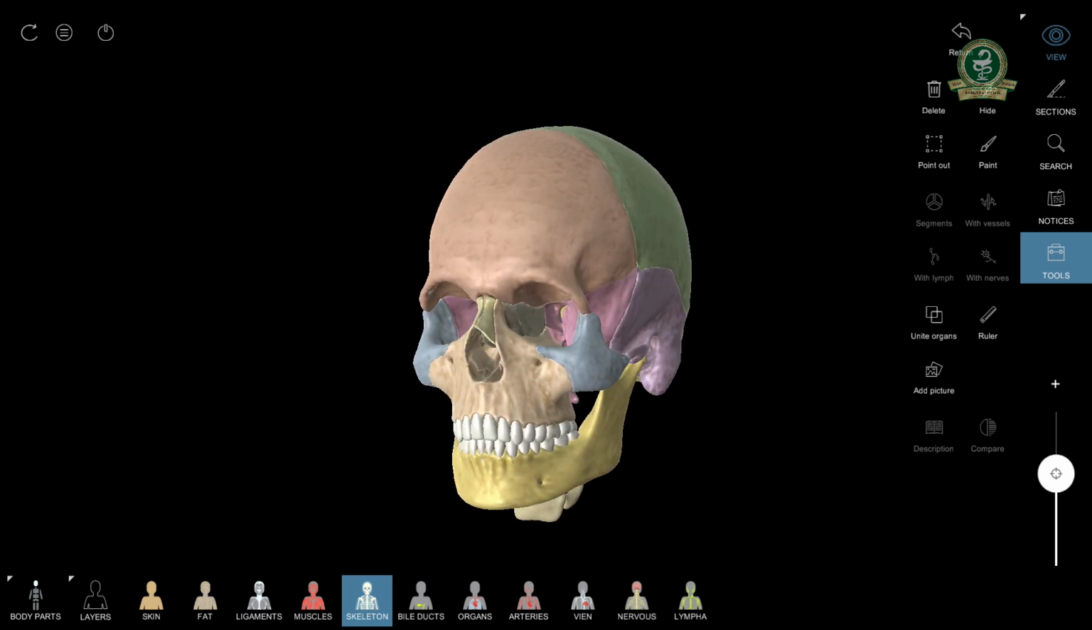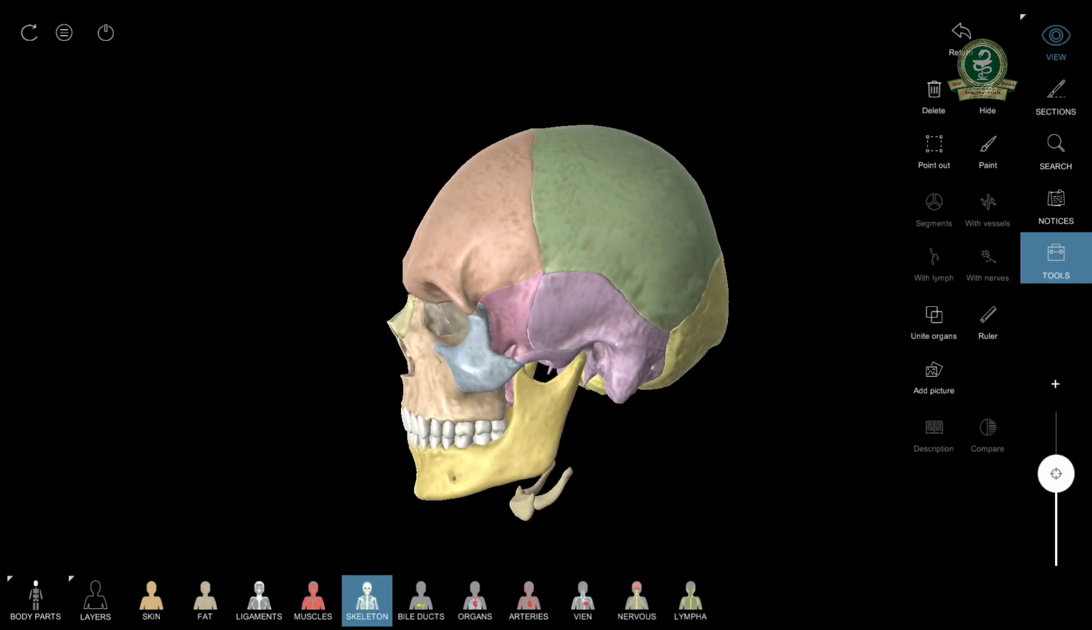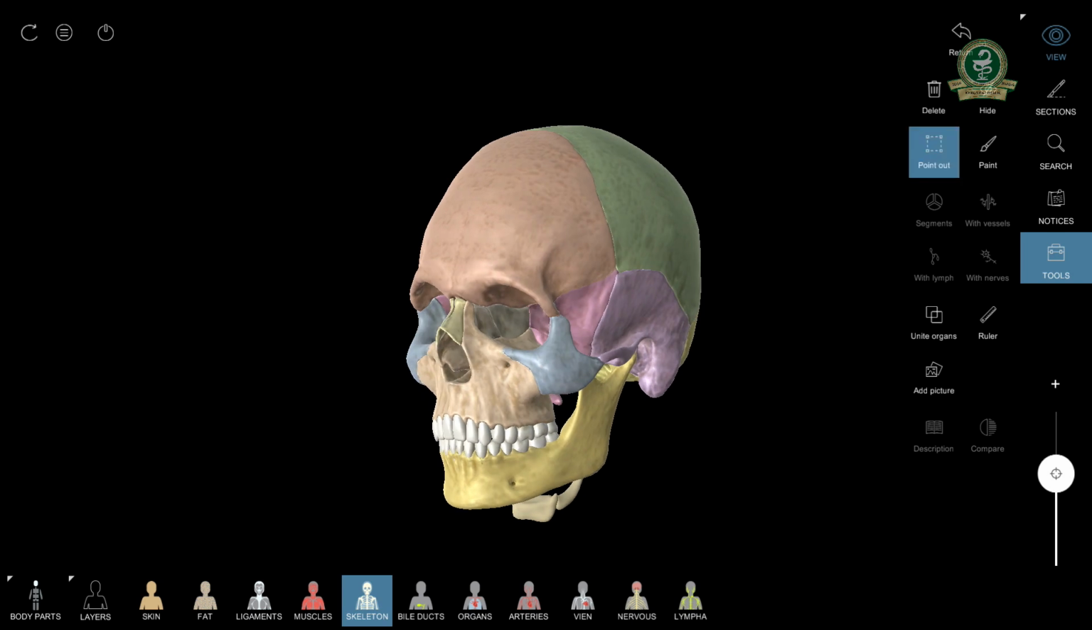and the smaller part is the facial part. Let's count them. For example, the cranial bones included are the frontal bone, two parietal bones, unpaired occipital bone, paired temporal bone, and unpaired sphenoid and ethmoid bone. And let's talk one by one from here.